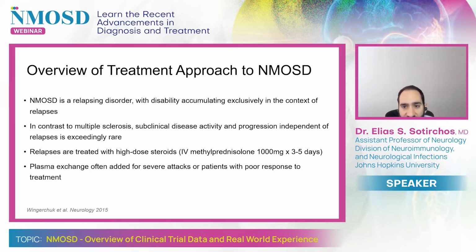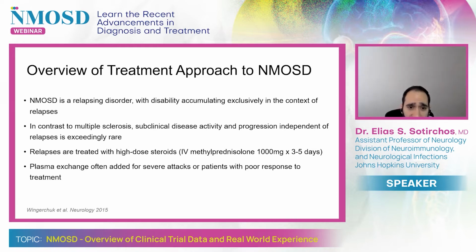relapses aggressively as well as to prevent relapses from occurring in the first place, given the potentially devastating consequences associated with a spinal cord relapse or an optic neuritis, or again, brainstem or other areas that are involved. And the mortality can be quite high and the potential for permanent neurological disability as well.